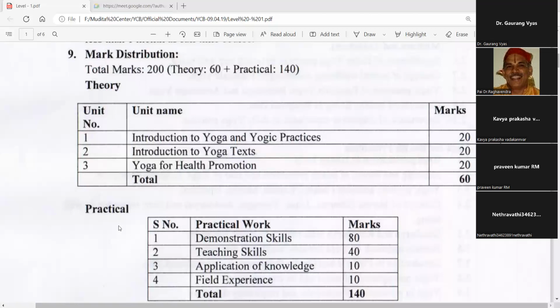Second, we move on to the practical part. The practical part has 4 subsections in the practical examination. First is demonstration skill. It has 80 marks. Second is teaching skill. It has 40 marks. Application of knowledge, which is a viva, is 10 marks. And field experience again has 10 marks. So the total mark is 140.